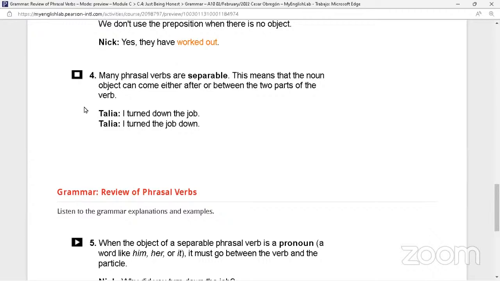Many phrasal verbs are separable. This means that the noun object can come either after or between the two parts of the verb. I turned down the job. I turned the job down. That means the same, right? Exactly, it is. The only thing is you can separate these ones.